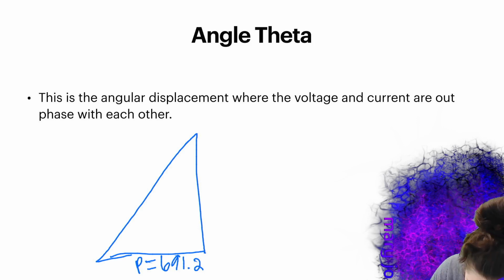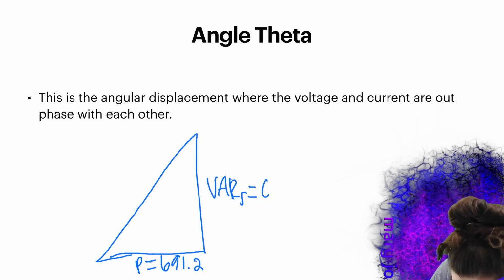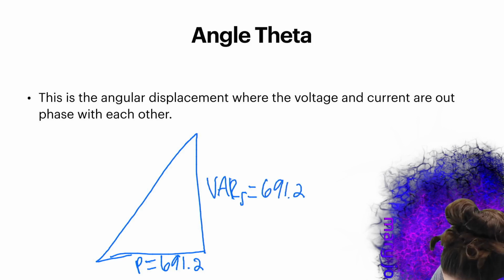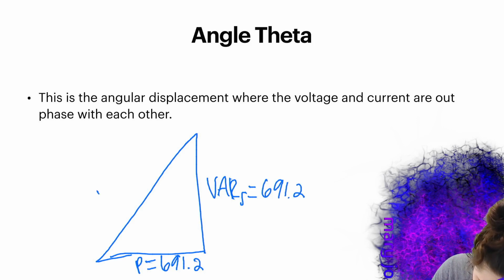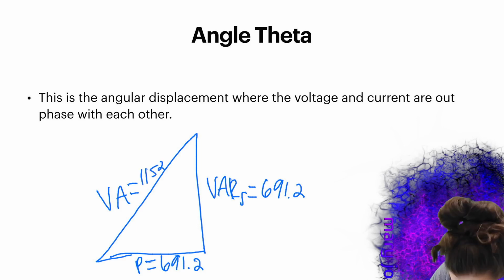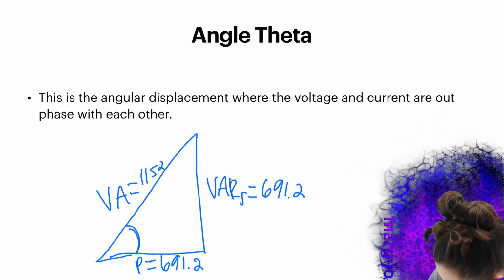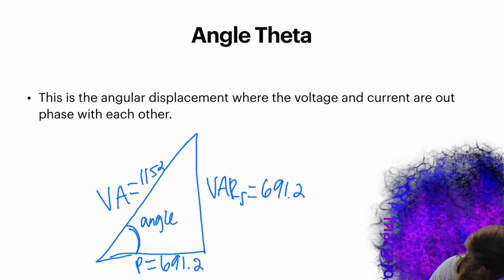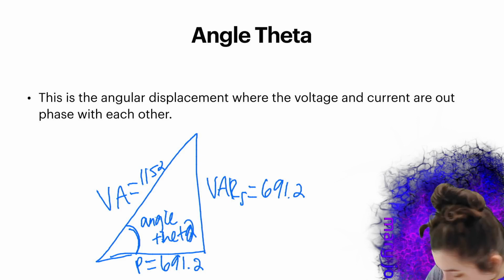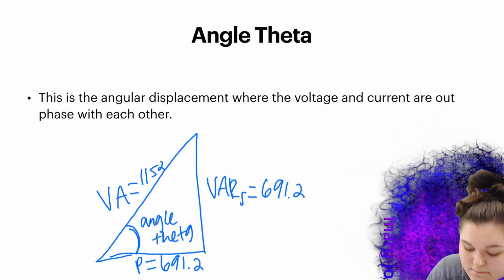And then we'll have reactive power up here, which is VARs, and that's equal to 691.2. So then we have apparent power, VA, and that's equal to 1152. So this angle in between here is what we're looking for. So that is your angle theta, the angle in between the bottom leg and the hypotenuse.